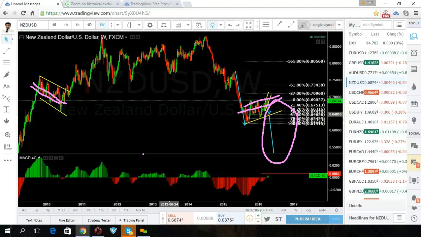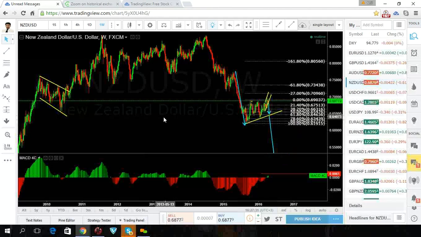So everything is lining up correctly. If the dollar strength is to come, we're going to get weakness in the Aussie, weakness in the New Zealand, weakness in the pound, weakness in the euro, weakness in the yen, weakness in the Swiss, and weakness in the CAD.